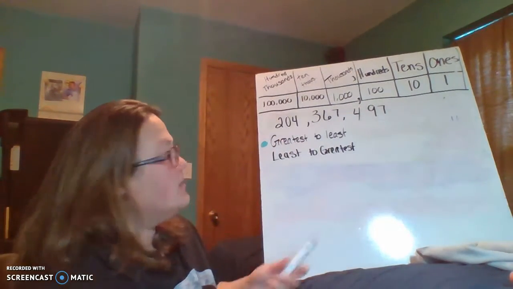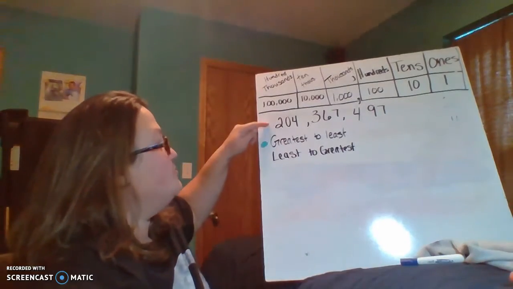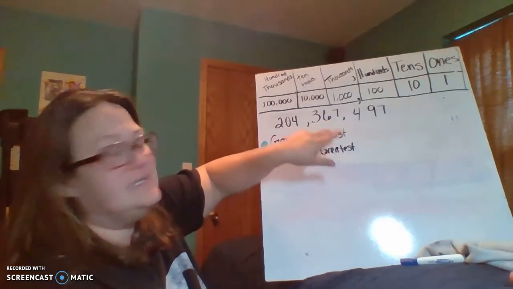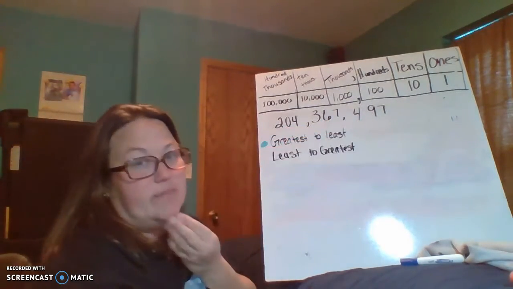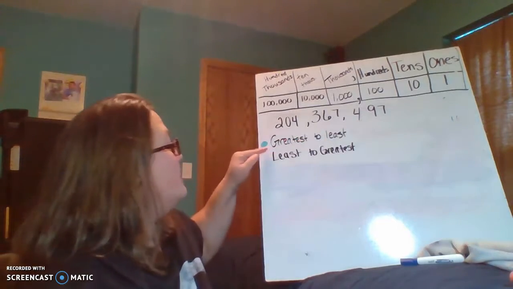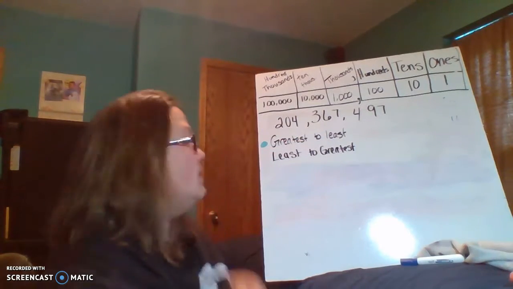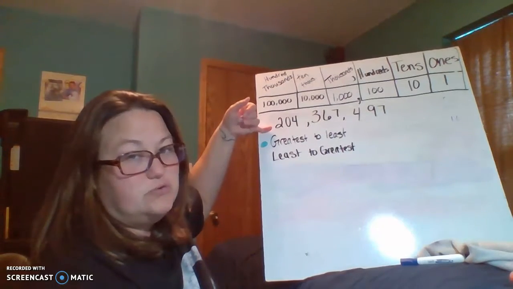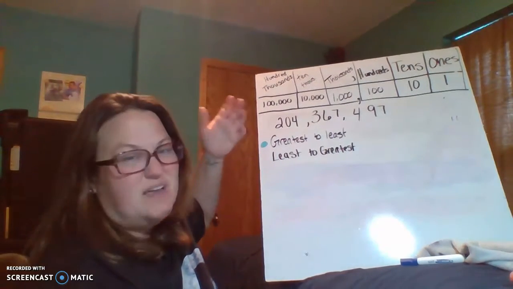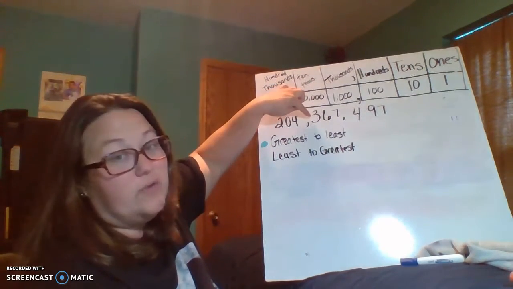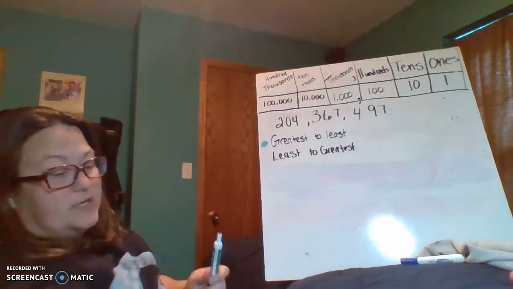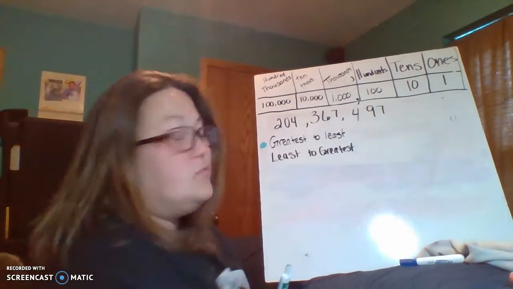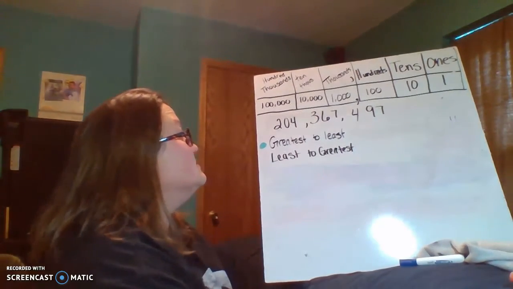So let's look at our three numbers: 204, 367, 497. Which number has the greatest value? All three numbers are in the hundreds place. So there's a 2, so 204. That's kind of small. That's smaller than 300. So we know that 200 is not our first number whenever we're ordering from greatest to least.